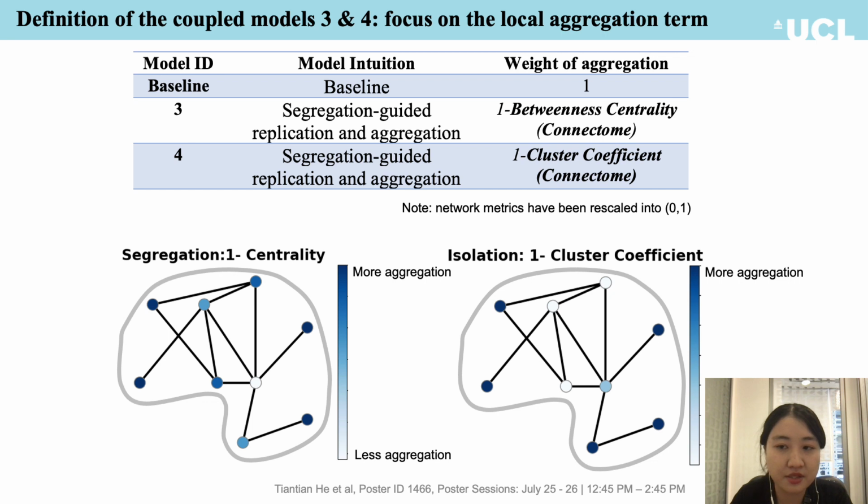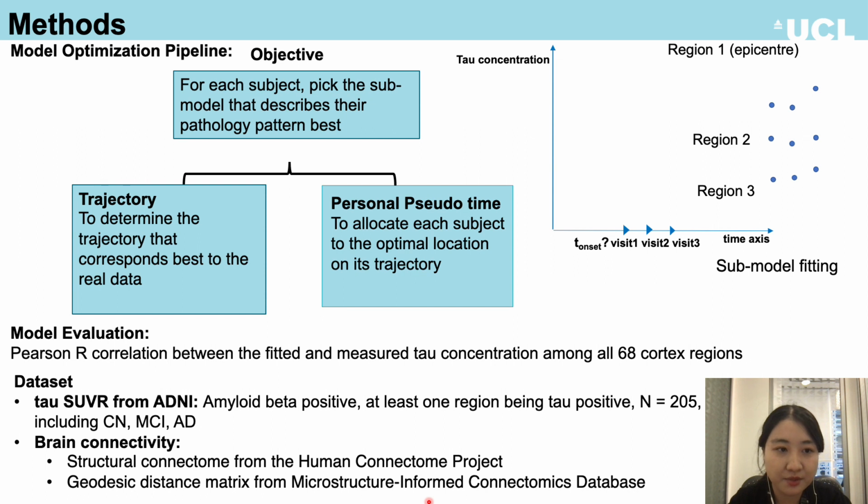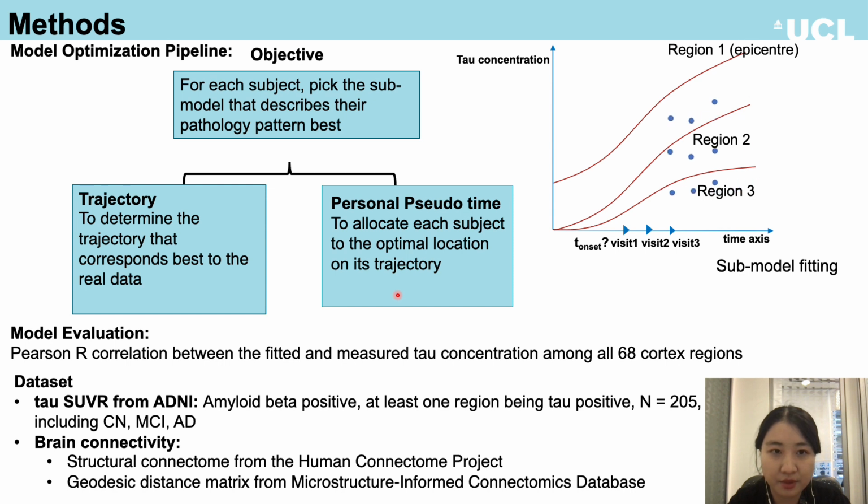So you can see in the two plots below that the darker the color is, the more isolated the region is, the more aggregation of tangles may exist. When it comes to model fitting, our general target is, for each subject, we pick the submodel that describes their pathology pattern best. This includes two steps: to determine the trajectory that corresponds best to the data, and to allocate each subject to the optimized location on their trajectory.